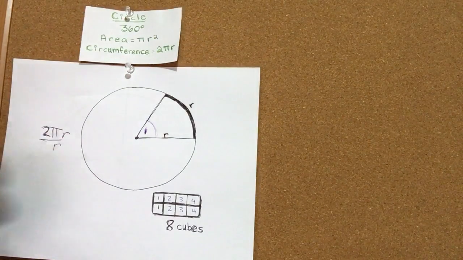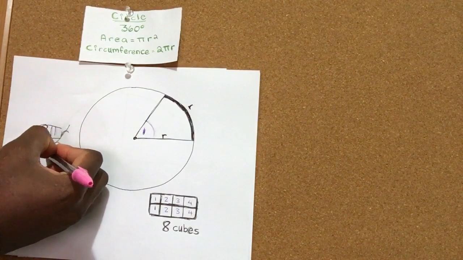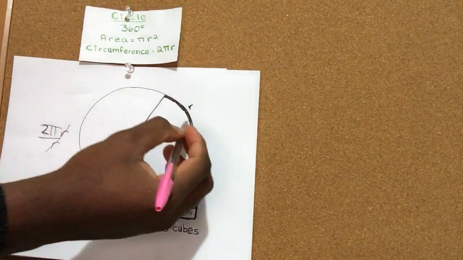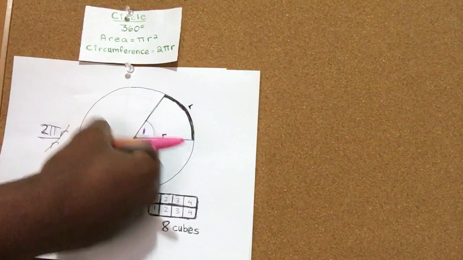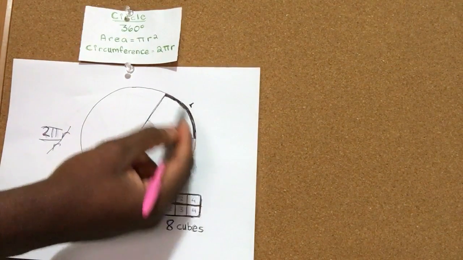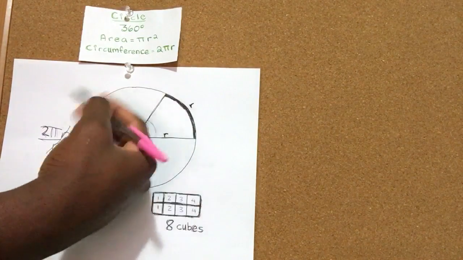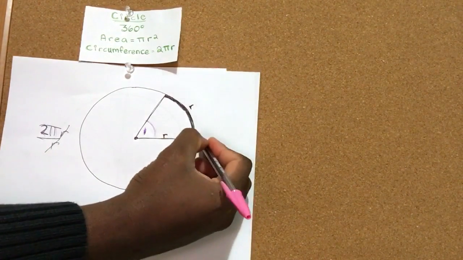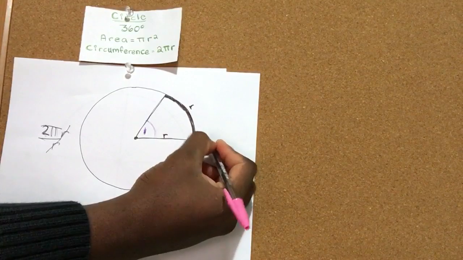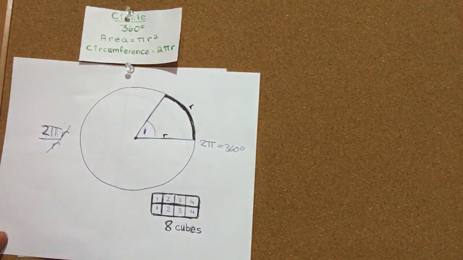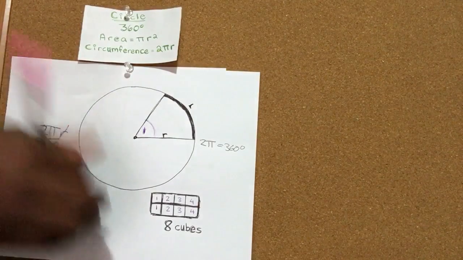Wow, you're smart. You noticed something. The r's cancel out. So 2 pi r divided by r, we get 2 pi. So there are 2 pi of these length radius on their circumference. So that's where you get 2 pi equals 360 degrees. That sound familiar? Great, perfect.